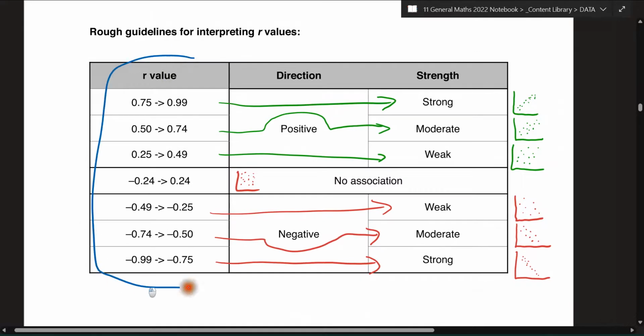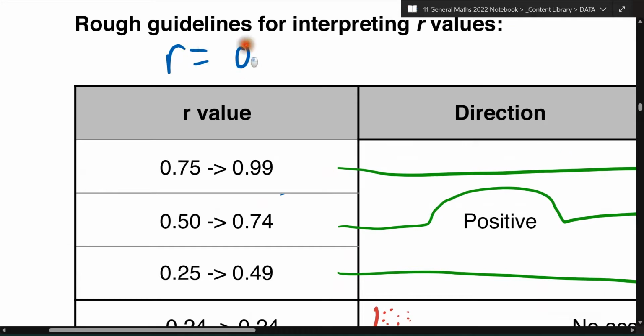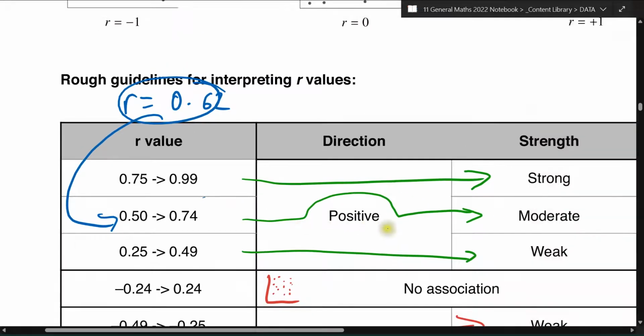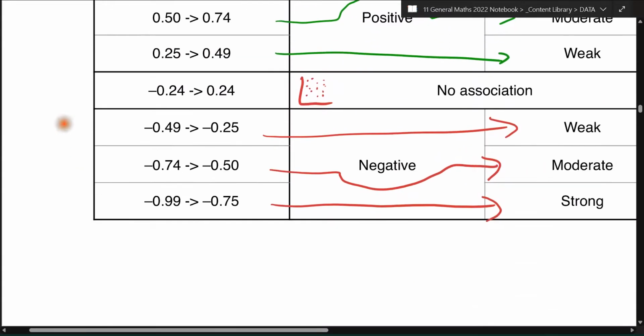You can also use these values as a reference point to understand the strength and the direction. If it's a negative number, it's going to be a negative direction. If it's a positive number like this, it's going to be positive. And depending on where the number falls, that tells you the strength. For example, an R value of 0.62 would fall somewhere between these numbers. So that tells me the direction is positive and it is moderate. You can use that principle for any number that you have.